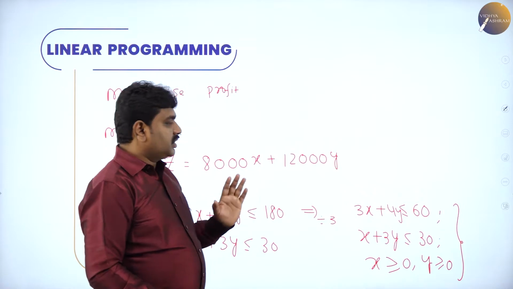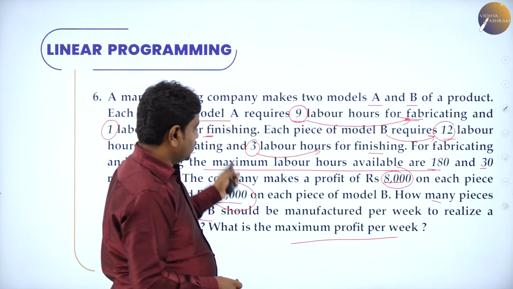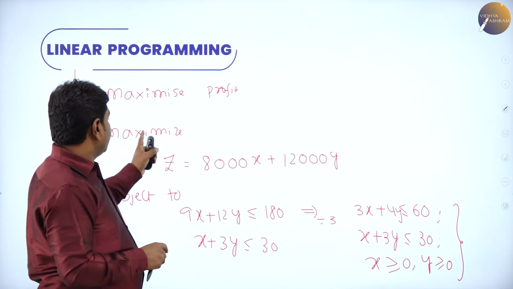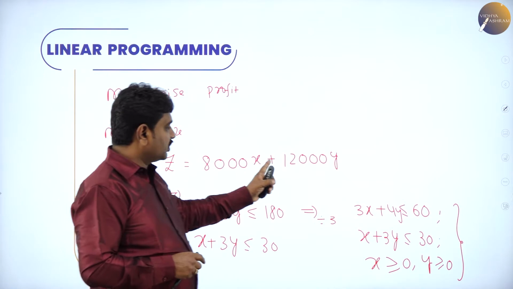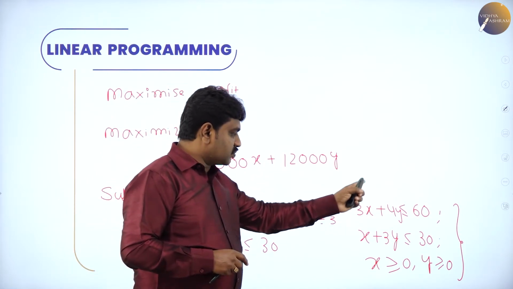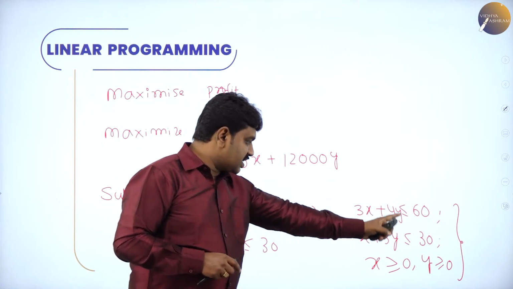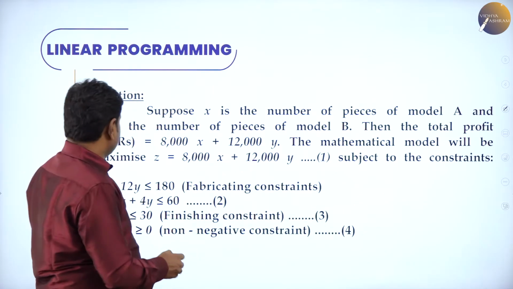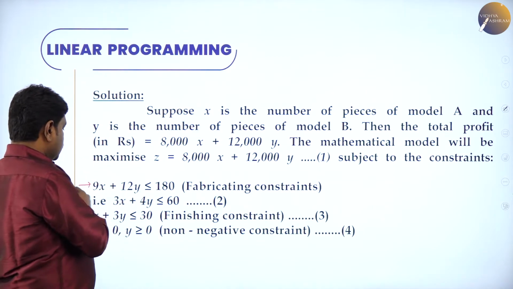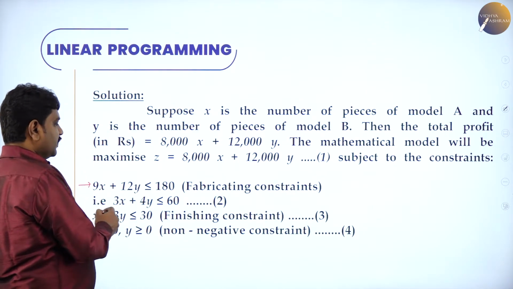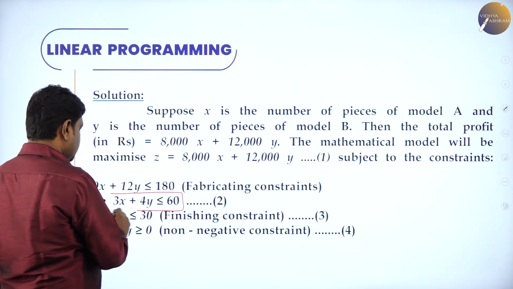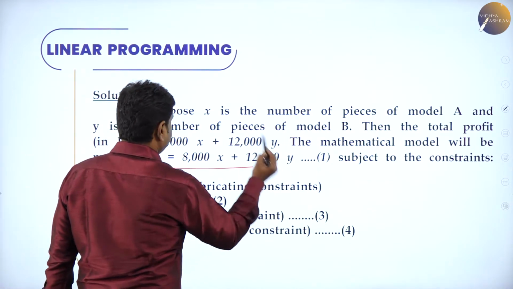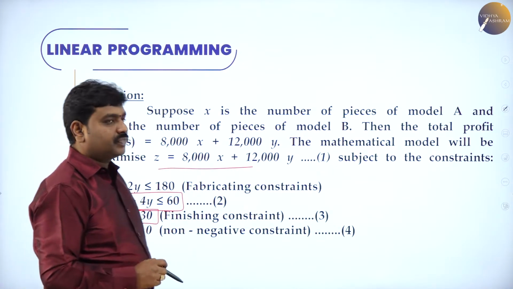Now see, this was the given situation. We converted it into what? An LPP, a linear programming problem. We should maximize Z is equal to 8,000x plus 12,000y subject to the conditions 3x plus 4y less than or equal to 60, x plus 3y less than or equal to 30, and x, y greater than or equal to 0. So that's what I have written. 9x plus 12y less than or equal to 180, divide by 3, you will get this. This is one condition and this is the second condition. Draw the graph for these two and you need to maximize this. I hope all of you understood this.